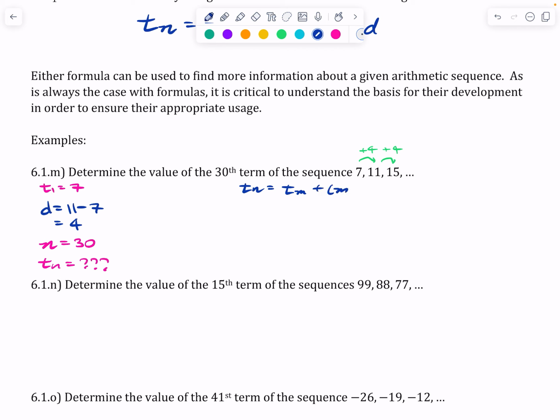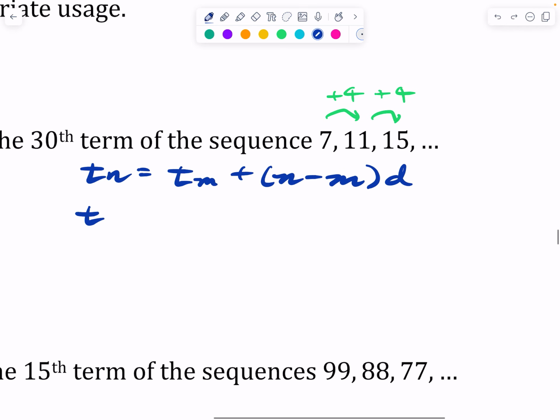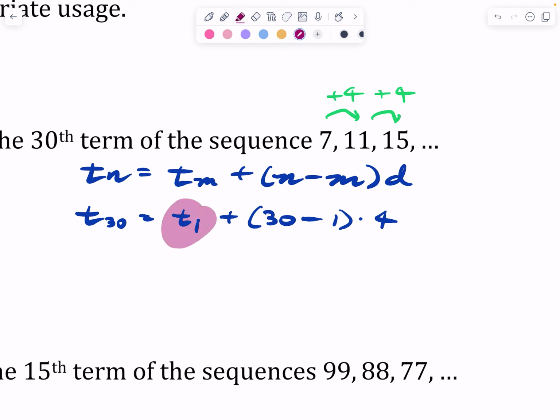Tm plus N minus M times D, which tells us term 30, since all the N's are 30s, is equal to term 1, since that's what we're starting with, plus 30 minus 1 times the difference. And we also know what term 1 is. We know it's 7. So term 30 is 7 plus 29 times 4.